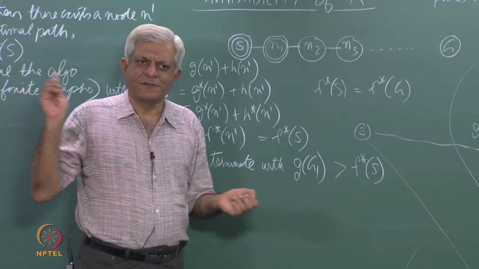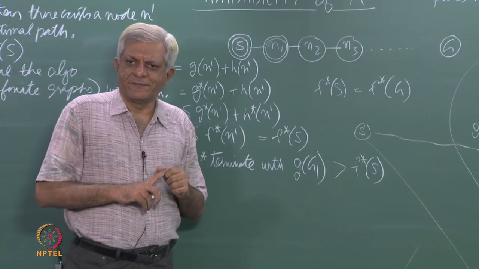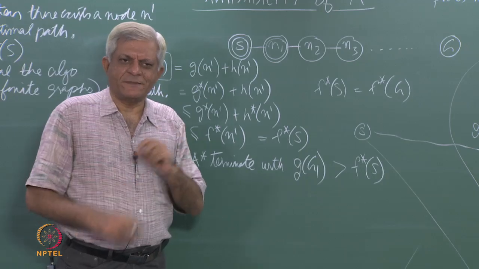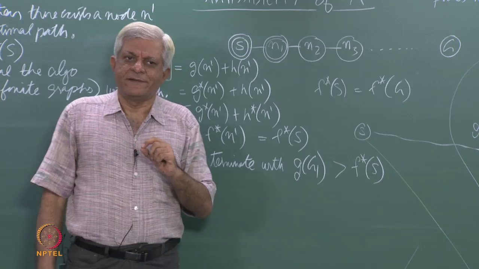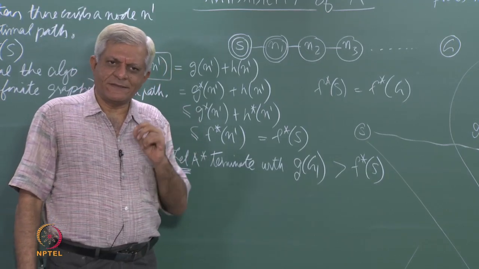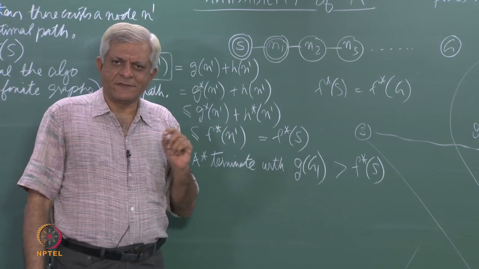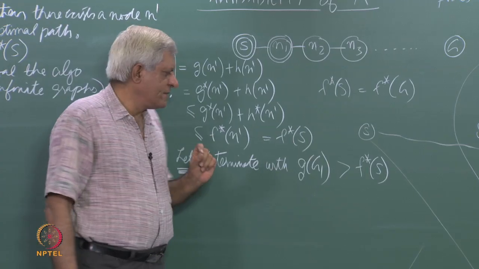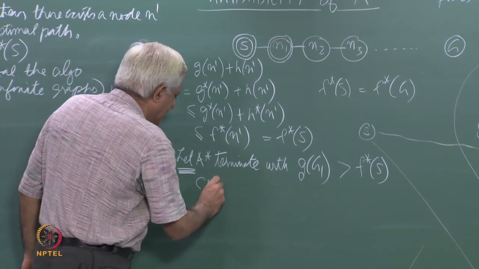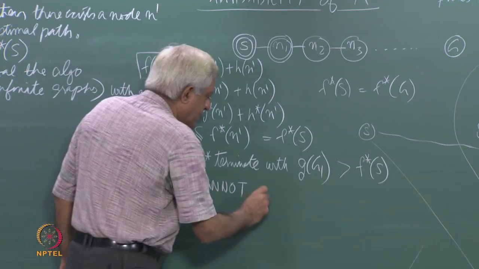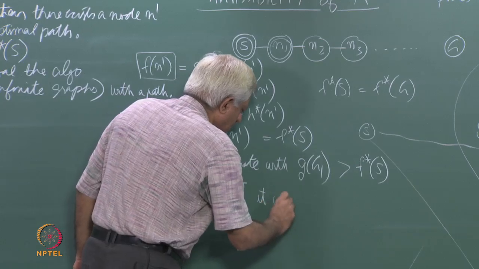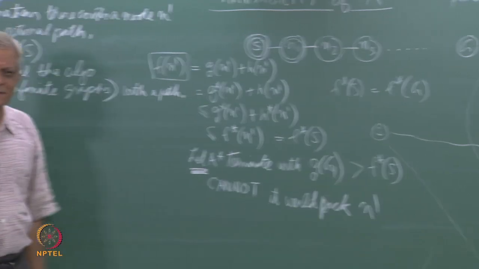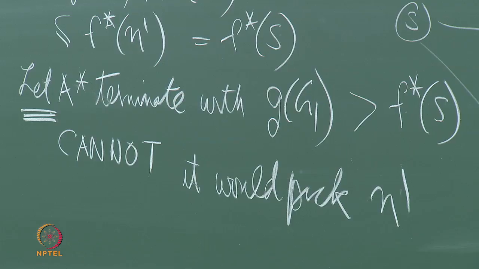So, you have to look at the statement number 2 that we have written here. There is a reason for every statement. That statement says that at all points before termination, there exists a node n prime which is on the optimal path and whose f value is less than or equal to f star of S. So, simple answer is it cannot. Why? Because it would pick n prime, as simple as that is. The algorithm simply says pick the one with the lowest f value.